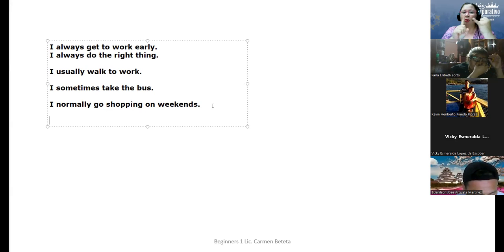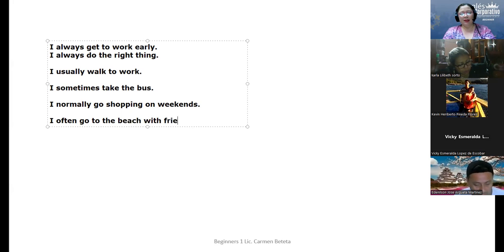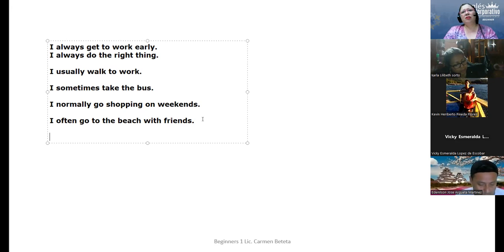Puedo decir también, eso ya llevamos always, usually, sometimes, normally. ¿Verdad? También podríamos decir, por ejemplo, I often, a menudo, ¿sí? Es todavía un poquito menos veces que normally or sometimes, right? I often go to the beach with friends, okay? I often go to the beach with friends. Podemos decir, por ejemplo, eso es often, a menudo, right? Pero, por ejemplo, escasas veces o raras veces, right?